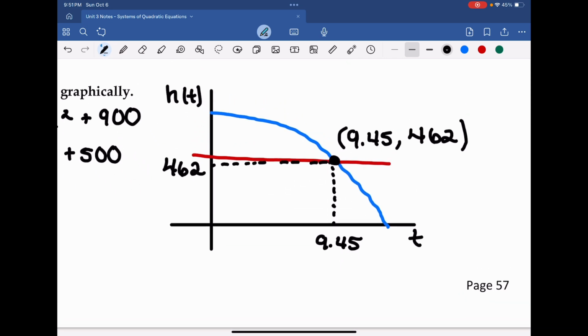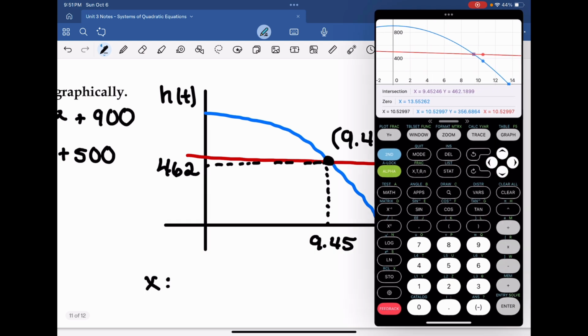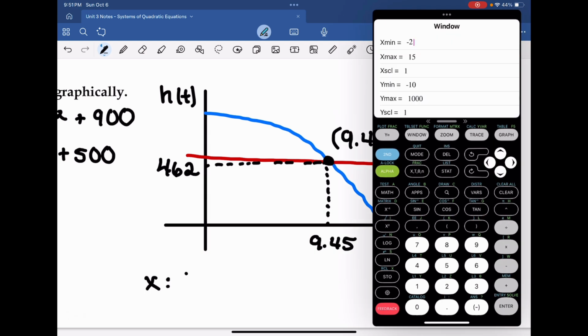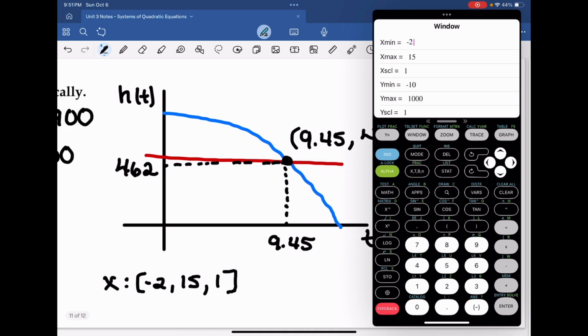And then just so that you're aware of the window settings, just in case. So for our window settings, let's bring it back up again. Our X minimum we said was -2. Our maximum we set to 15 because it's not going to take longer than 15 seconds if one of our intersection points is at 9. And then our scale is 1. We try to keep it as 1 as much as possible.